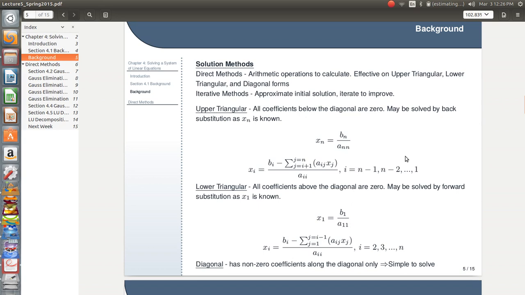Similarly, we can create a lower triangular matrix where all of the coefficients above the diagonal are 0, and this can be solved by forward substitution. So we start with our first variable, solve for it, and then continue on. My favorite, and probably yours as well, is a diagonal system which has non-zero coefficients only along the diagonal. And my favorite, of course, is because it's simple to solve.